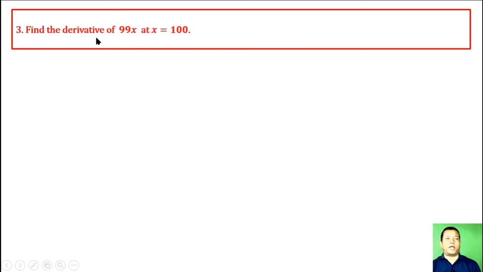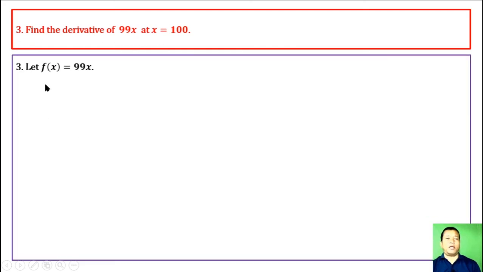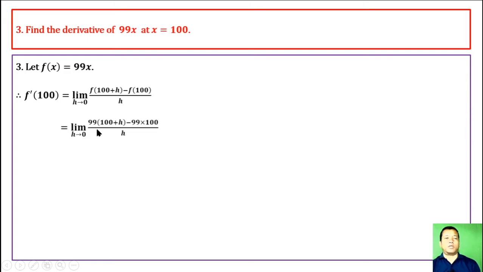Number 3. Find the derivative of 99x at x equal to 100. Let f of x equal 99x. Therefore, f dash of 100 is the limit of f of 100 plus h minus f of 100, whole divided by h, as h tends to 0. The function values are 99 times (100 plus h) minus 99 times 100, divided by h. Cancel, we get 99.